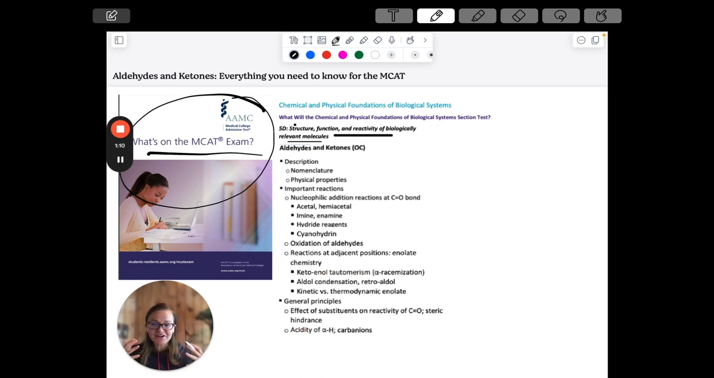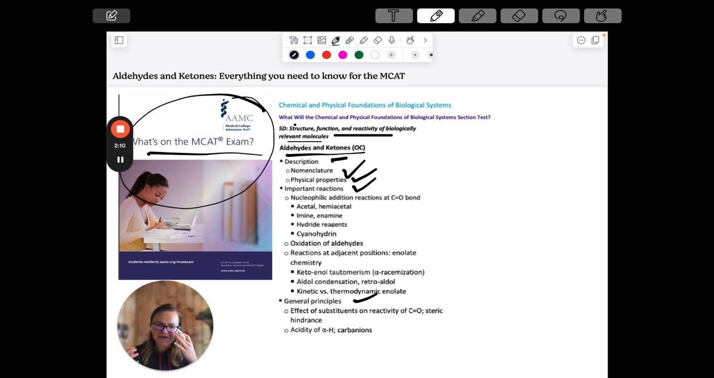Now, under this section is where we get into the heart of a lot of the orgo content for the exam. One of the absolute biggest orgo topics that shows up on the exam is aldehydes and ketones. So notice here that the AAMC has literally listed everything that you need to know about aldehydes and ketones for the exam. So starting with a description of what aldehydes and ketones are, how we name them, what their physical properties are, what kinds of reactions aldehydes and ketones can take part in, and some general principles about aldehydes and ketones that we need to know.